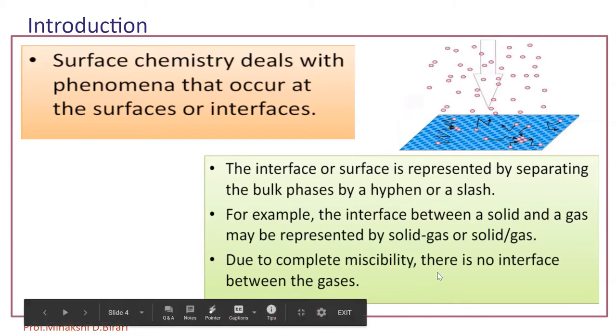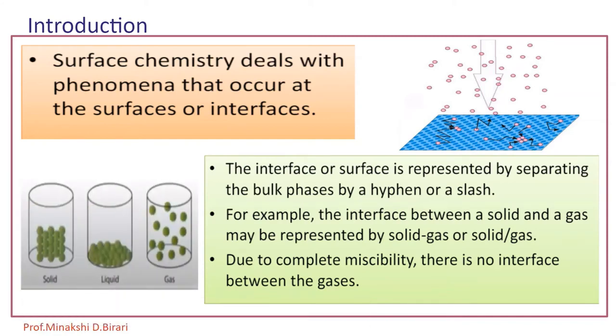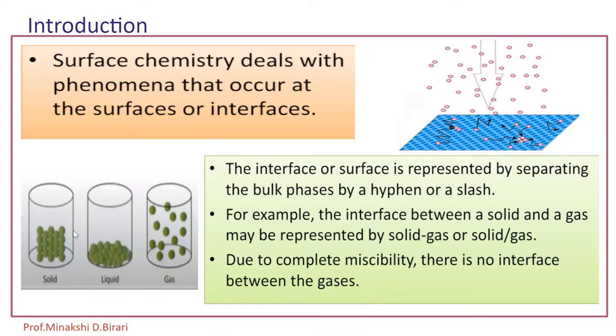Due to complete miscibility, there is no interface between the gases. So we should remember there is no interface between the gases due to complete miscibility. So we know that surface chemistry deals with the phenomena that occur at the surface or at the interfaces. That surfaces may be solid-liquid interfaces, solid-gas interfaces, or solid-vacuum interfaces. But due to complete miscibility, there is no interface between the gases.